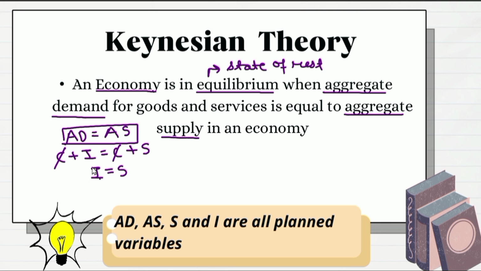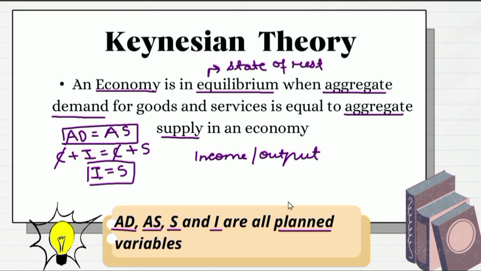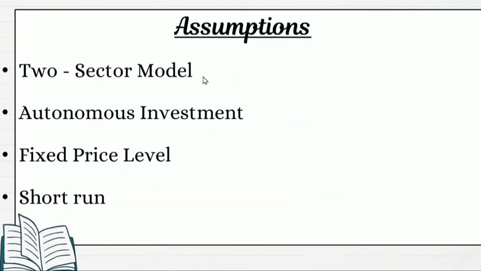This means that there are two approaches to determine the equilibrium level of income. The first one is the AD and AS approach, and the second one is the savings and investment approach. And in the Keynesian analysis, income and output are synonymous. The variables like aggregate demand, aggregate supply, savings, and investments, they all are planned variables. They are ex ante variables. Now let's proceed to the assumptions.